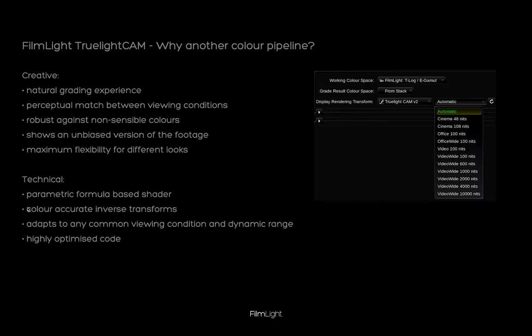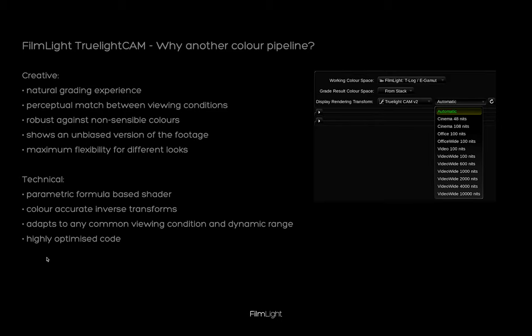Truelight CAM is a parametric formula-based shader. This means we can build color-accurate inverse transforms with high precision, we can adapt to any common viewing condition and any dynamic range just by adjusting the parameters. So if you are grading on a special projector that outputs to 800 nits peak in dark surround, just contact FilmLight support and we will help you.